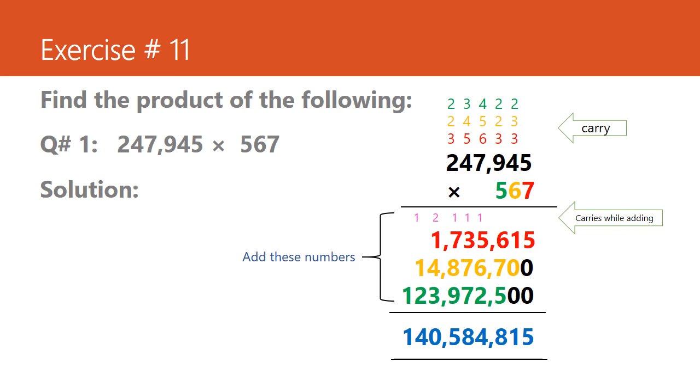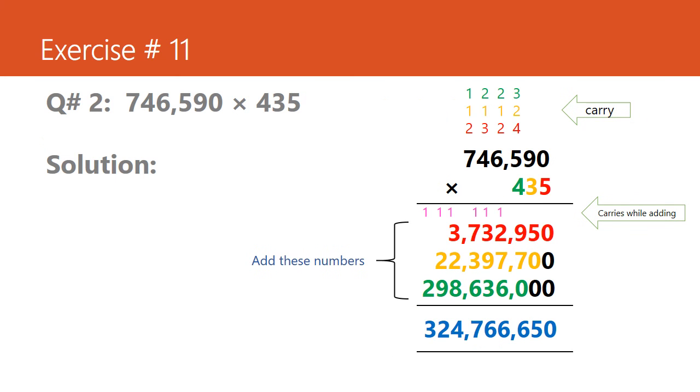Now add the numbers written in red, orange and green color. The numbers you will carry while adding are written in pink color above in the first line of multiplication. After adding all the numbers you will get 140,584,815.